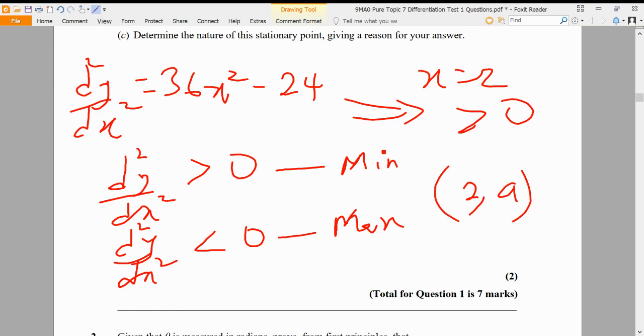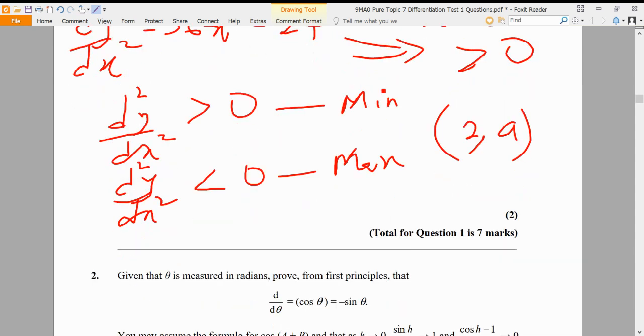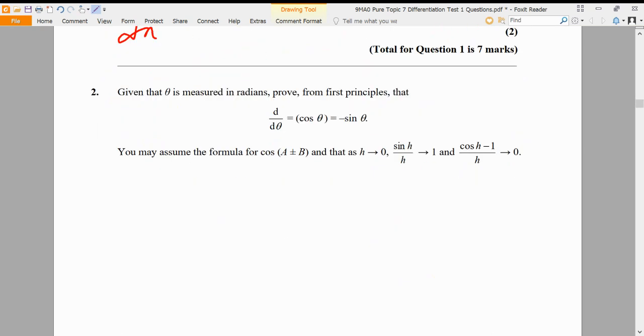But this question only says determine the nature of this stationary point. It is enough for you to say if your d2y dx squared is greater than 0, like we can see, to tell the examiner that it is indeed a minimum point. Let's quickly move on to the next question.